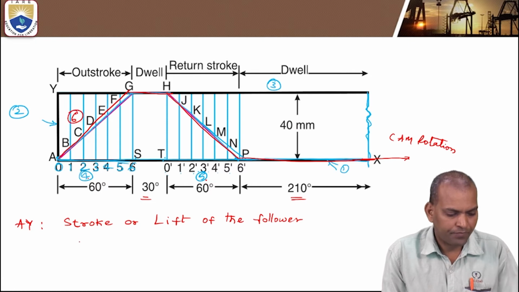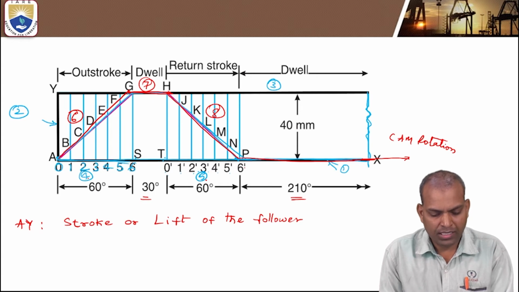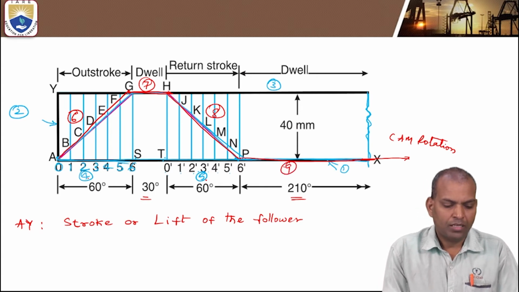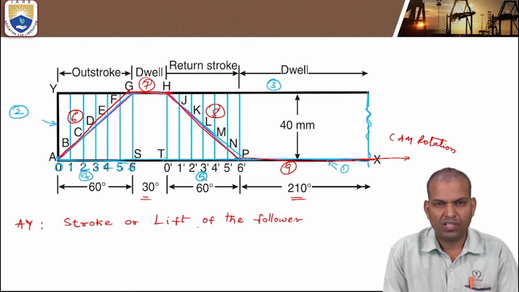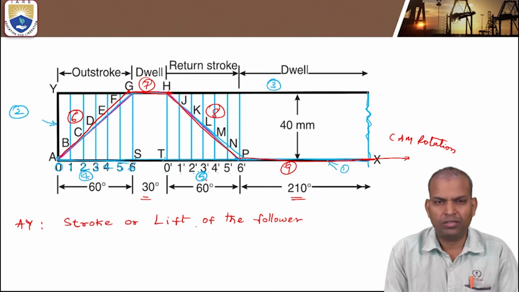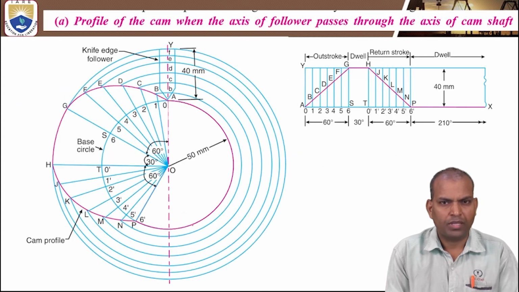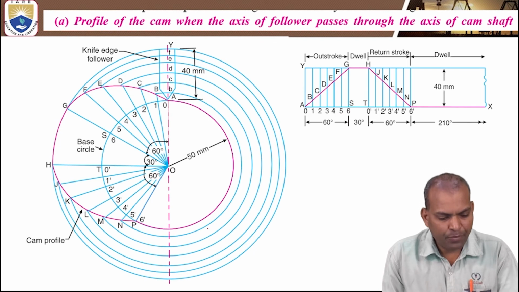Join AG. After joining AG, this is the AG, the 7th step is GH, and HP is the 8th step. And join P to X, that is the 9th step. So with these 9 steps, you can complete the displacement diagram of a knife edge follower having a motion of uniform velocity.